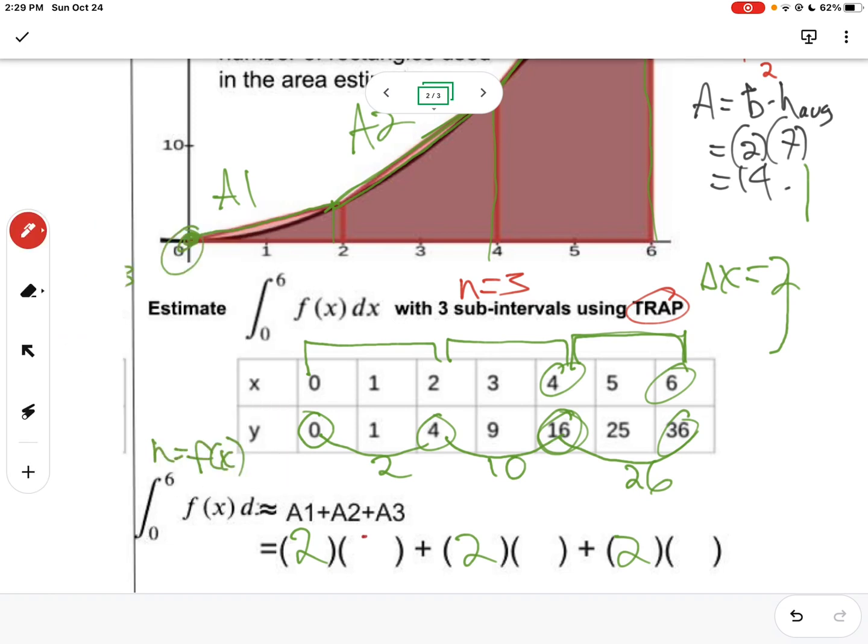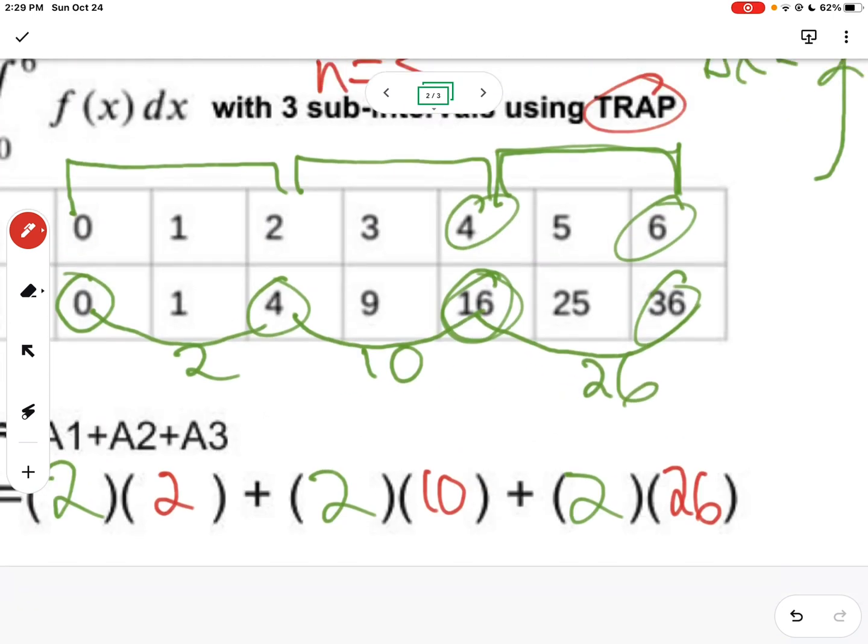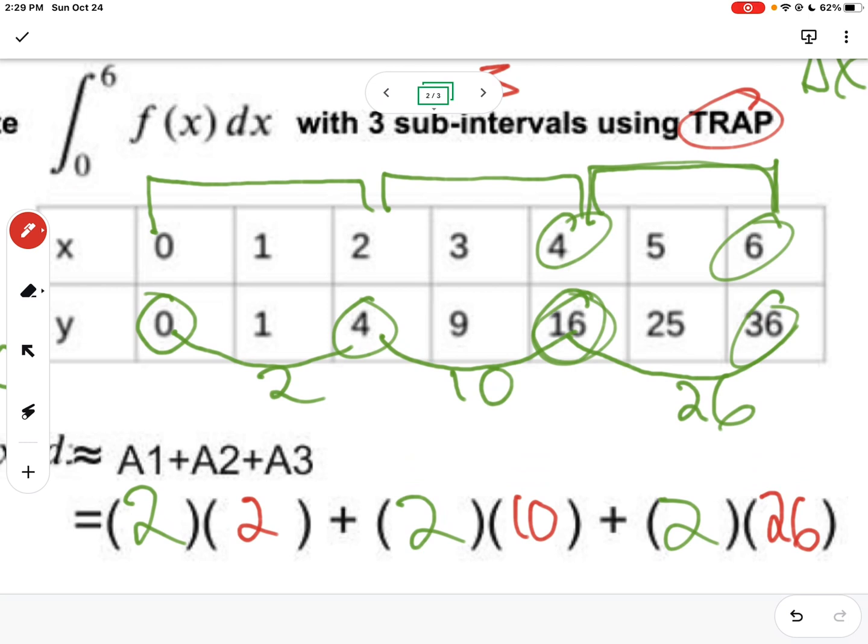Okay, so the height of the first rectangle, 2. The height of the second rectangle, 10. The height of the third rectangle, 26. Now, if I was actually going to calculate the areas here, what would it be? Well, 2 times 2 is 4, plus 2 times 10 is 20, plus 2 times 26 is 52.